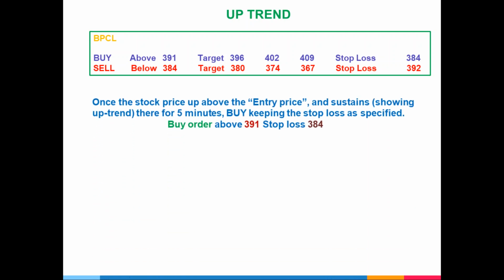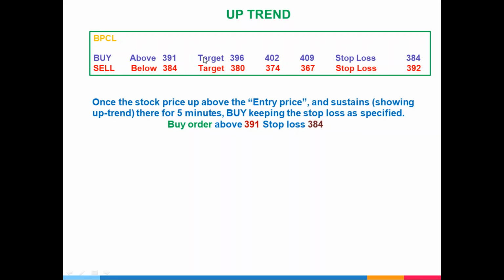First thing, when the stock price goes above the entry price, so our entry price is 391, and sustains, at least see the strength of that trend, whether it is able to hold 391 levels, keeping a stop loss as specified. So first we will enter a buy order at 391 with the stop loss at 384. See here, sometimes if the stock is trading at 393, then you can enter a buy order because your first target would be around 396 and it is in the positive zone. So there is no need to wait for it to come back to 391.